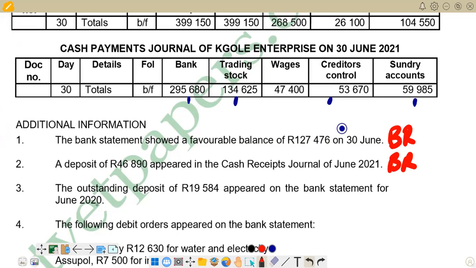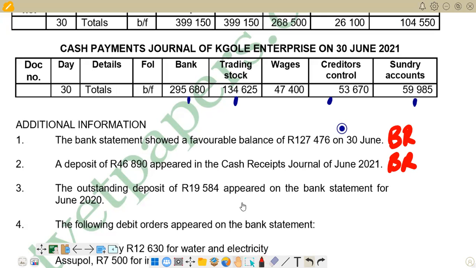We also have the outstanding deposit of 19,584 that appeared on the bank statement for June 2020. This one is appearing on the bank statement, and in the journals we had already recorded it, so it's not going to be adjusted. It has no effect in our bank reconciliation and in our journal. So we skip it again.